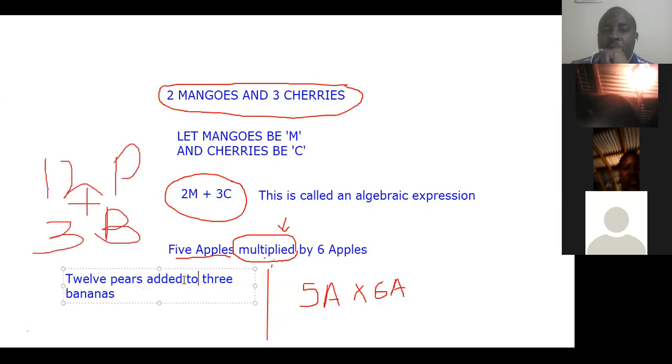Good. Great job, Dejan. So it says 12 pears added to 3 bananas, and that is what you call an algebraic expression. All right, Dejan? Yes, sir. All right, so I'm going to clear the board and give you about 3 more to do. Okay? Yes, sir. So here goes.